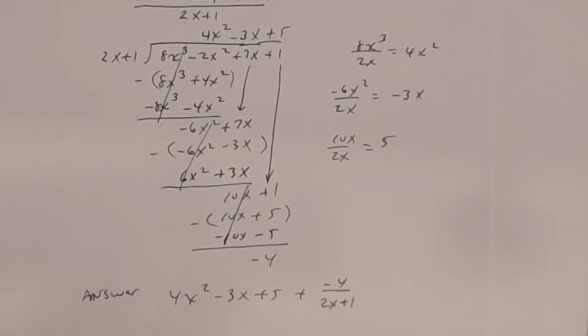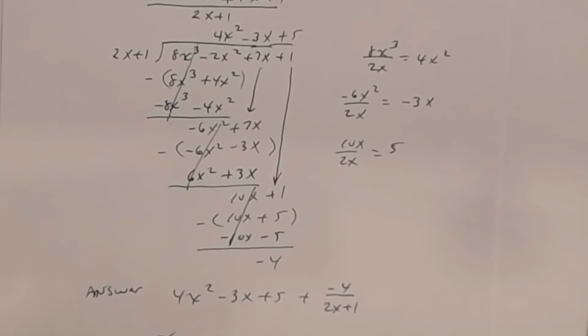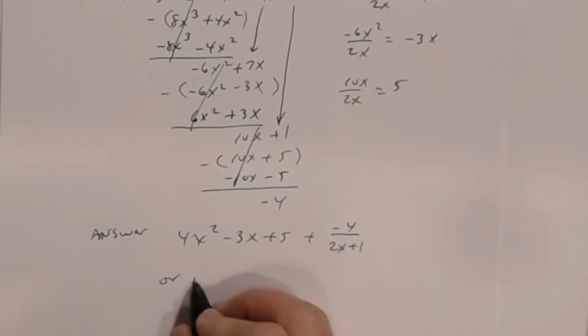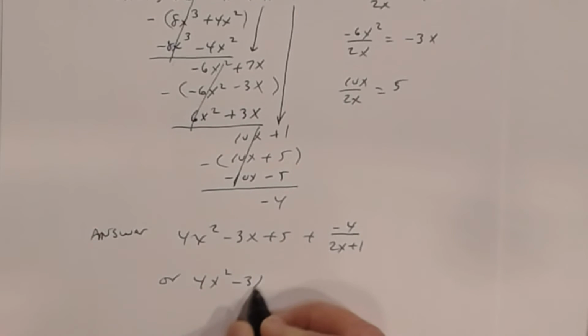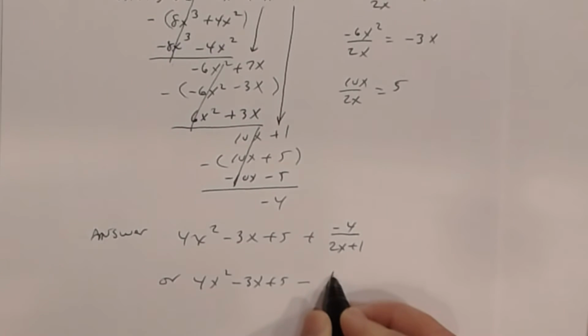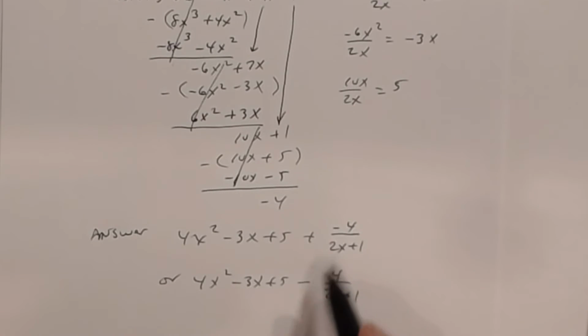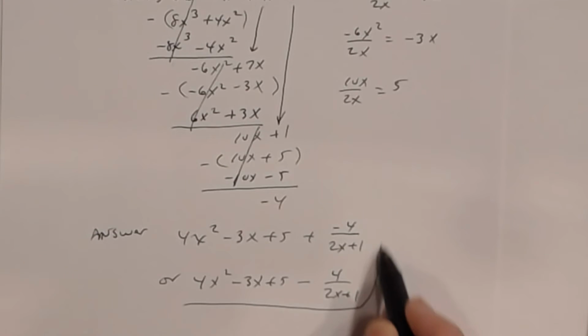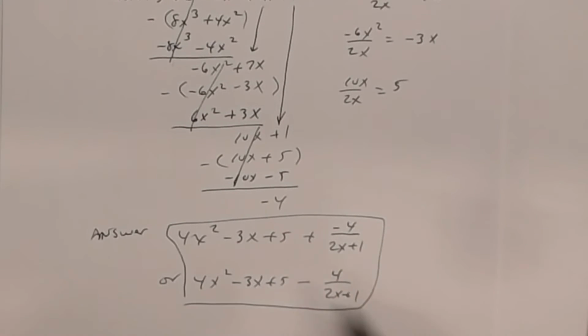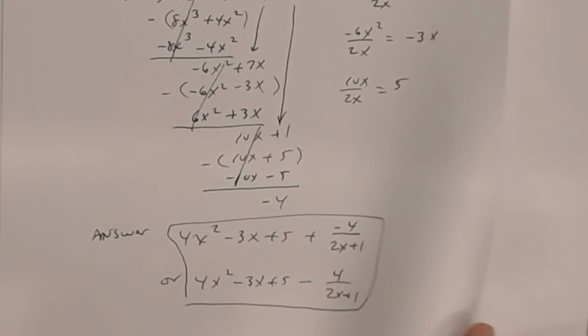Now you could also, if you want to, since the remainder is a constant, there's no variable involved, you could also say this. You could say 4x squared minus 3x plus 5 minus 4 divided by 2x plus 1. So subtracting 4 is the same thing as adding a negative 4. All right, so just make sure you understand that. So either one of those is an answer. Okay, that's number 2.